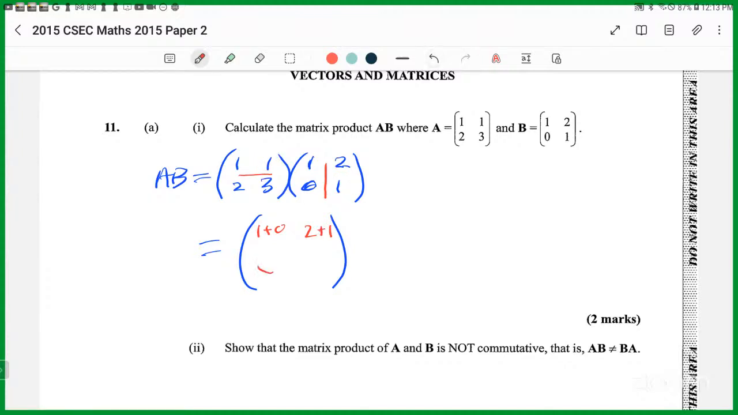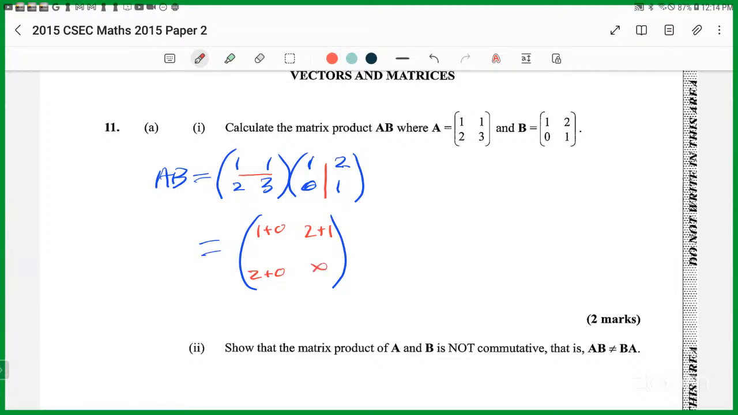And the value down here is in the second row, first column. So to get it, multiply this second row with this first column. First element times first element, second element times second element: 2 times 1, 3 times 0. The 2 times 1 is 2, and the 3 times 0 is 0.